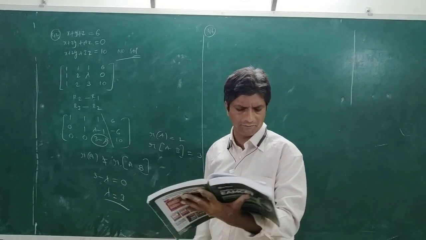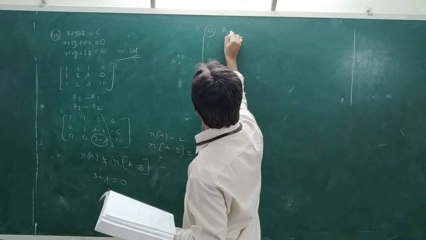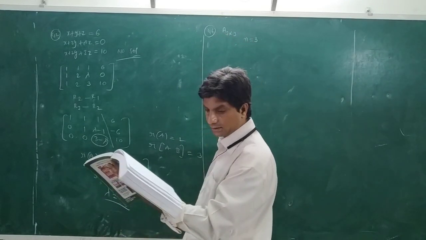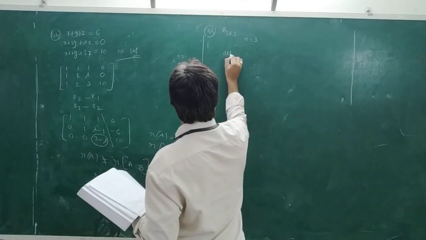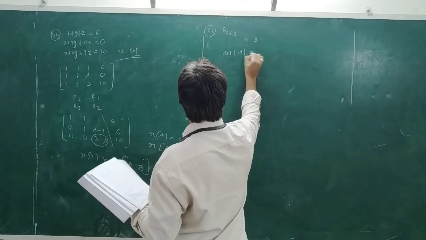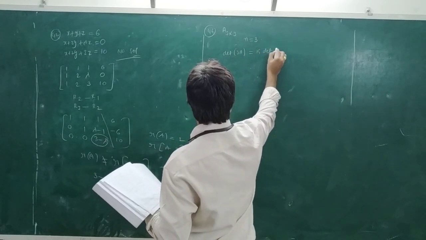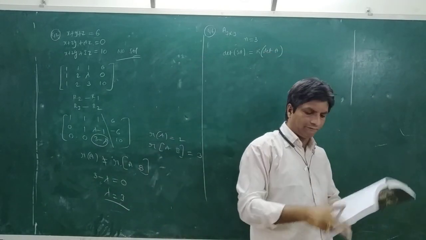43 is a determinant problem. 44, 45 we can do. 46. A is a 3 cross 3 matrix. So what is the value of n? 3. Because obviously it is 3 cross 3. Determinant of 3A equal to K into determinant of A. This is 0. So we have to find the value of what? K.